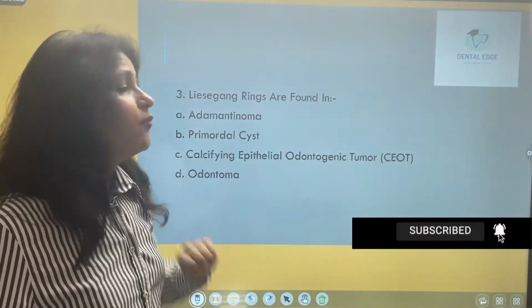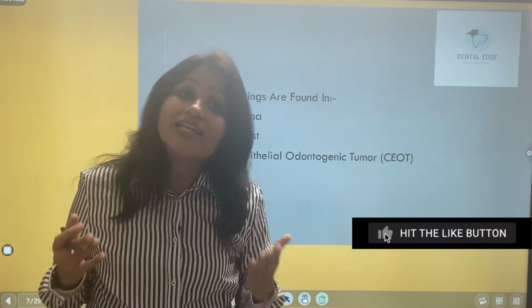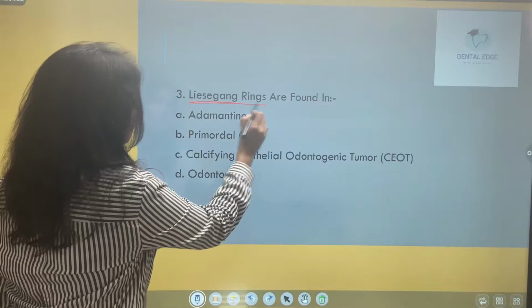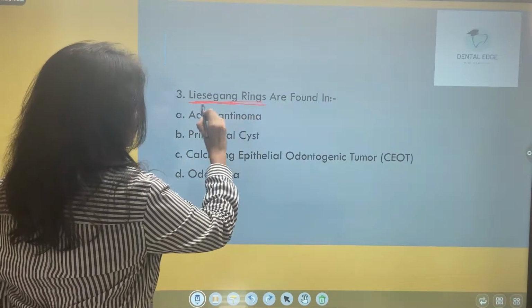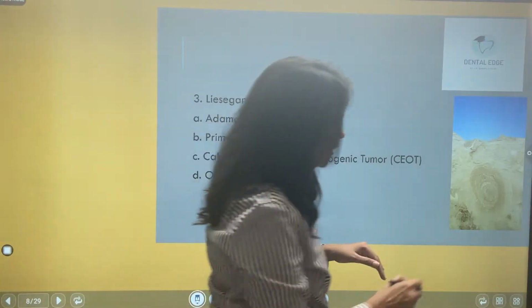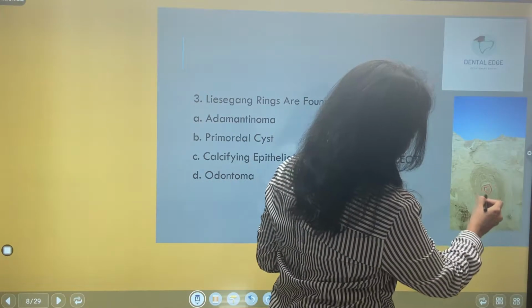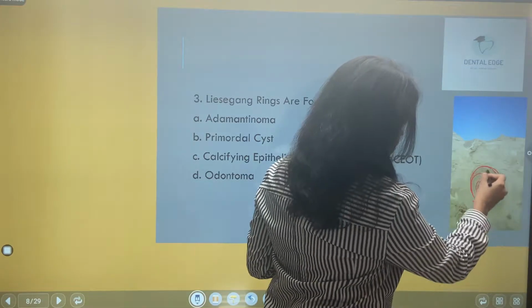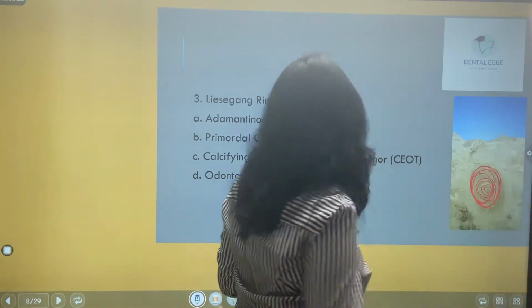Lees-Gang rings are found in. Now, what are Lees-Gang rings? So, these concentric rings are called as Lees-Gang rings. So, if you can appreciate here, concentric rings are called as Lees-Gang rings, right? So, where are Lees-Gang rings seen?